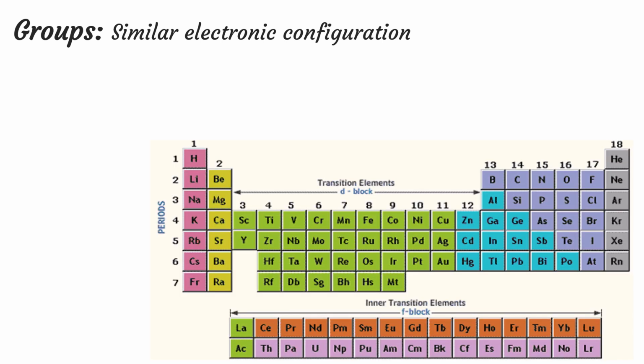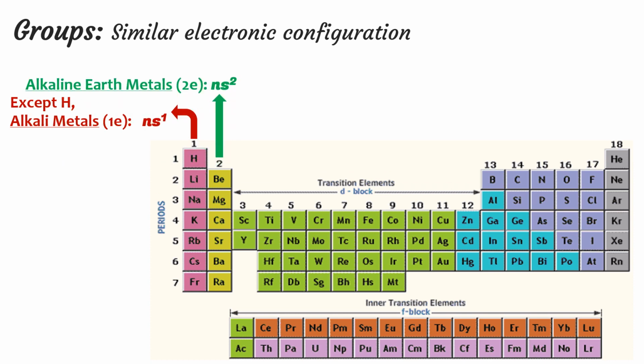Groups. As you know that vertical columns in a periodic table are known as groups. So groups contain similar electronic configuration. Let us see the periodic table. First group is known as alkali metal, as they have one electron in their valence shell, so their electronic configuration is ns1. Second group is known as alkaline earth metal. They have two electrons in their valence shell, so their electronic configuration is ns2.